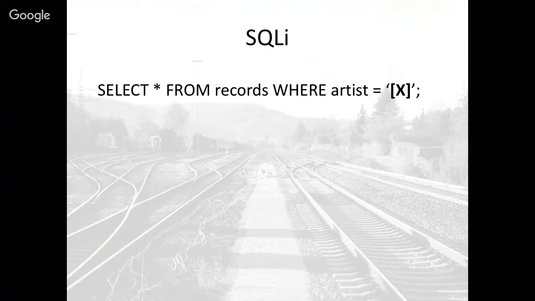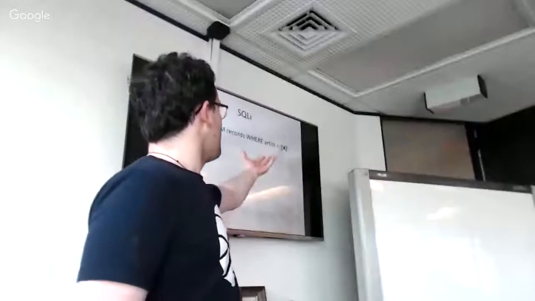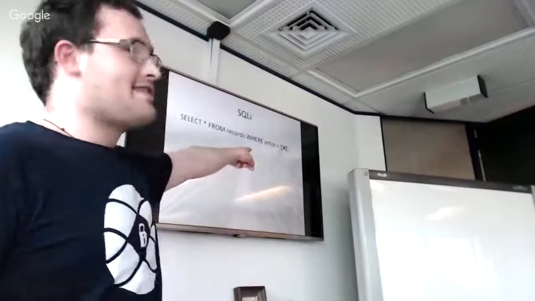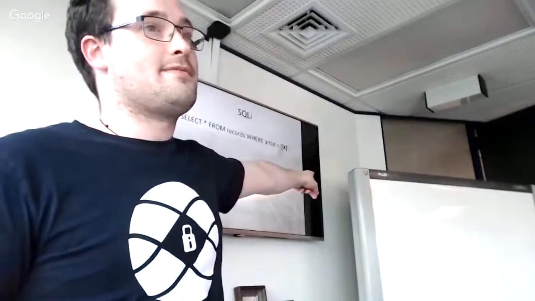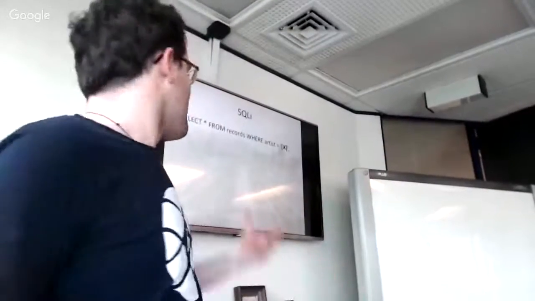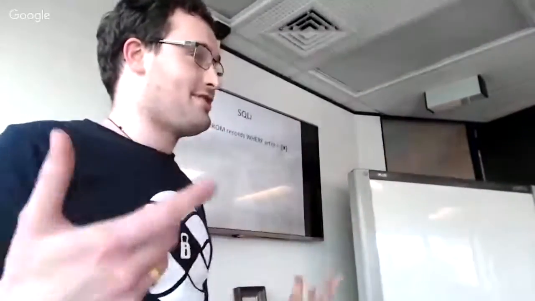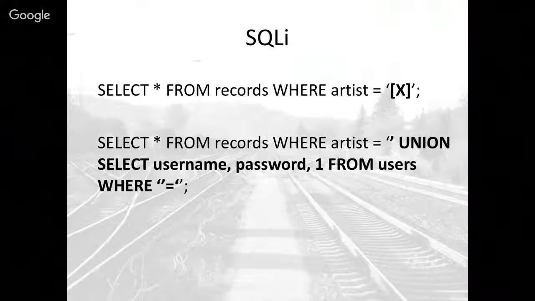So the idea is that we're running some query against the database. We're retrieving some records, and we've got some condition, and that X there is something that we're allowing an attacker to control arbitrarily. So they can set that to whatever they like. Our intention is that we set our artist to Justin Bieber or something, and it returns a list of results, right? But what someone actually ends up doing is they insert a query fragment.